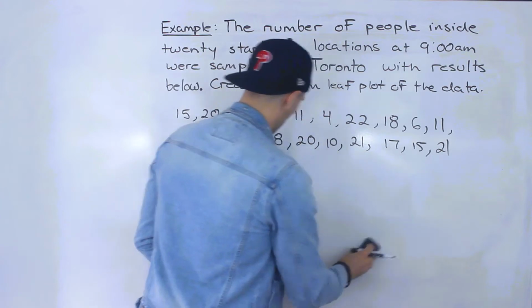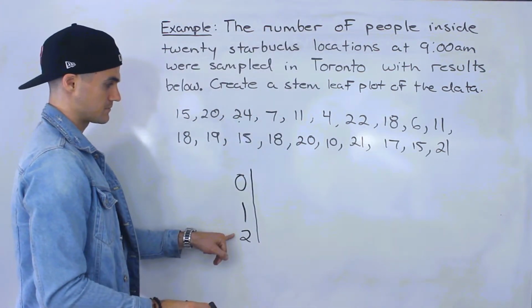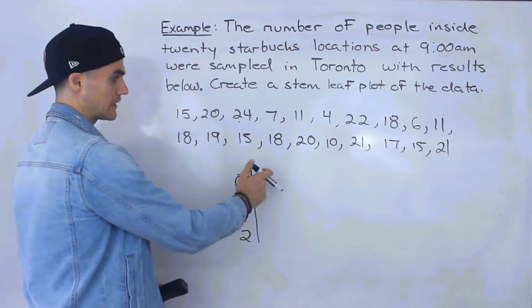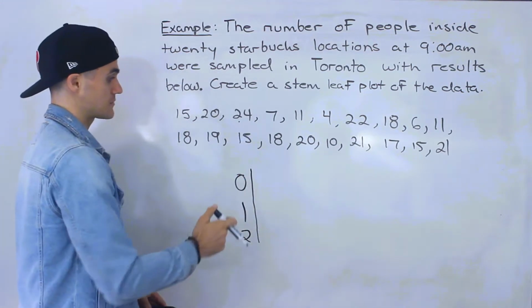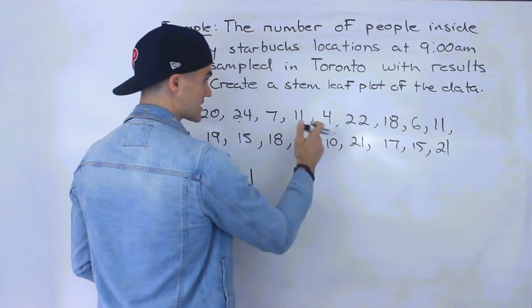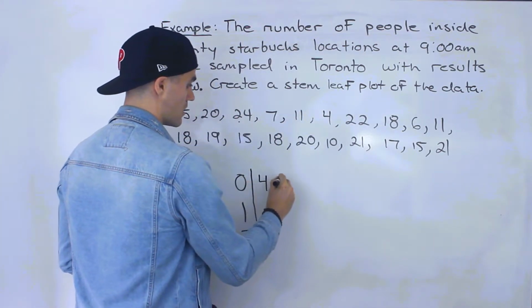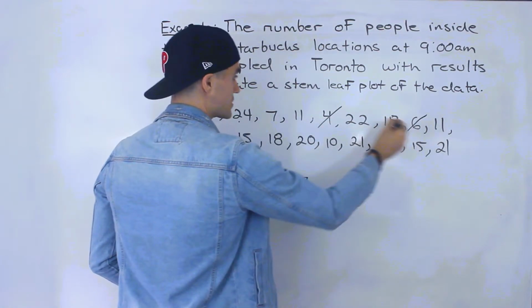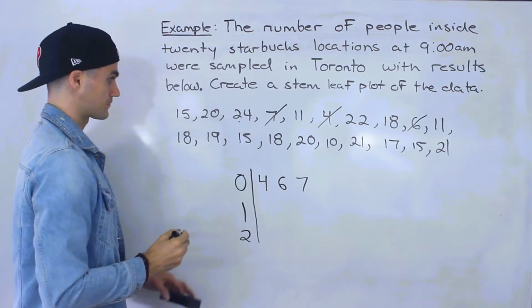Now that we have the format of the stems, we have three stems here. Let's fill in the leaves for each of these stems. For 0, these are the single-digit numbers, so we have 4, 6, and 7. We would put 4, 6, 7. Remember, these always have to be in order. So 4, 6, and 7, those go away.